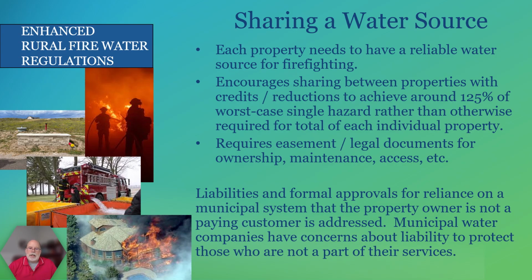Now, the regulation does allow for alternative sources of water versus a cistern in cases when approved or accepted by the HJ. The liabilities and the formal approvals for reliance on a municipal type system that the property owner is not a paying customer is addressed in the regulation and in section 4, and it's touched on in the other sections as well, 5, 6, and 7.